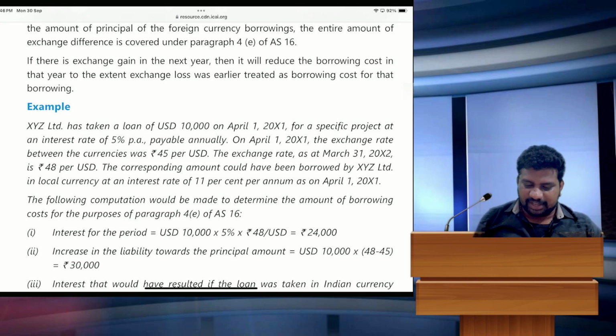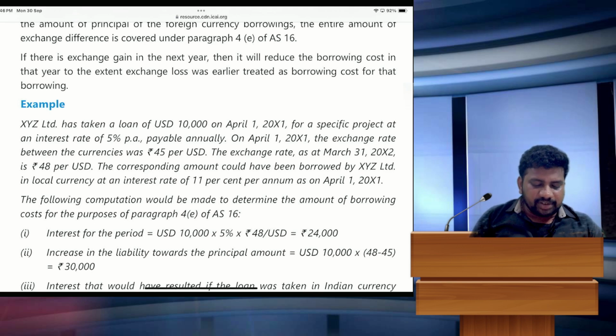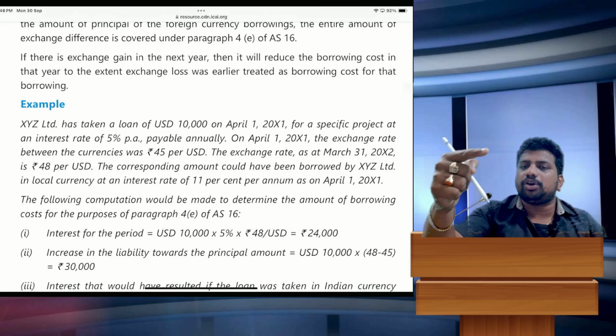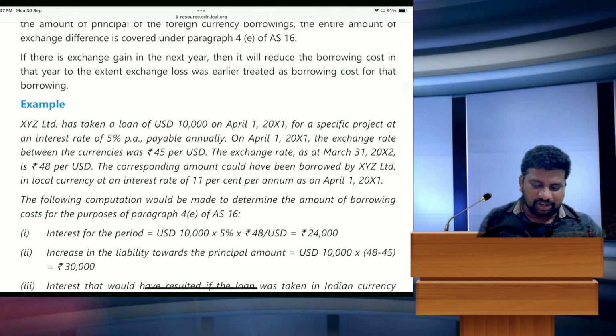Okay, we'll discuss. Now, the exchange rate as on 31st March 2022. I have taken the loan on 1st April 2021, and it is talking about another exchange rate on 31st March 2022, that is, 1 year after the date of loan. What is the rate of exchange on that date? 48 rupees per US dollar. So initially on the date of loan, the exchange rate was 45. Today at the end of the year, understand, at the end of the year I have to pay interest also. So when I am paying my interest, the exchange rate is 48 rupees per US dollar.